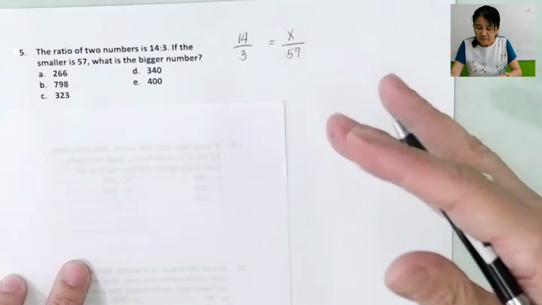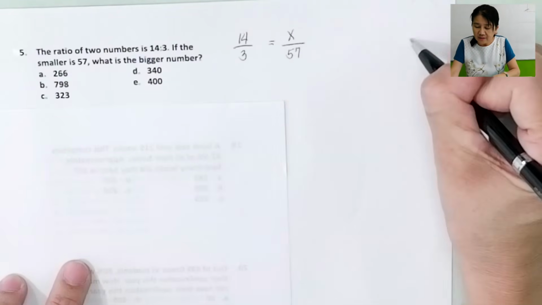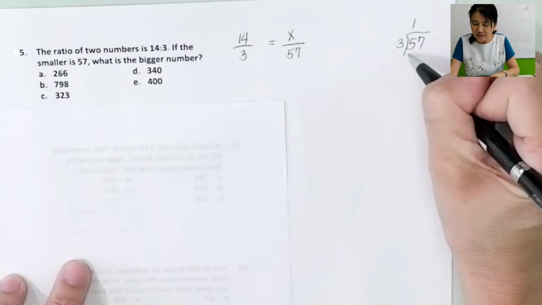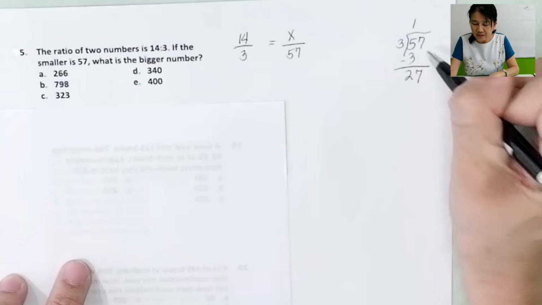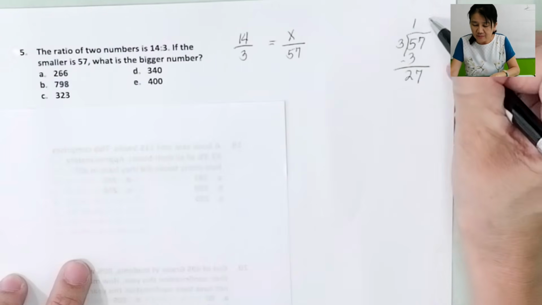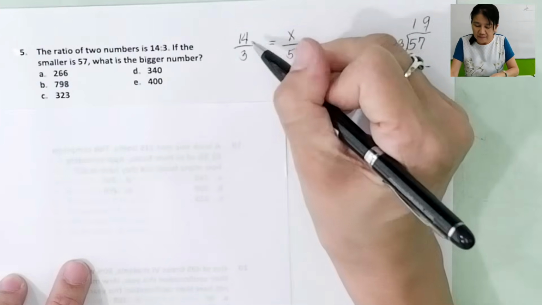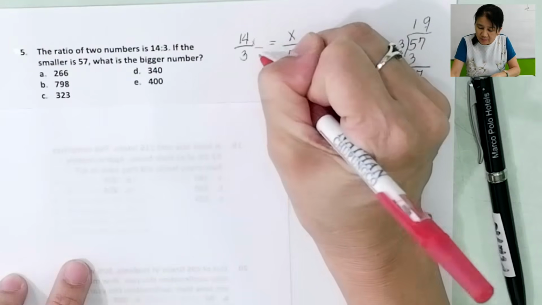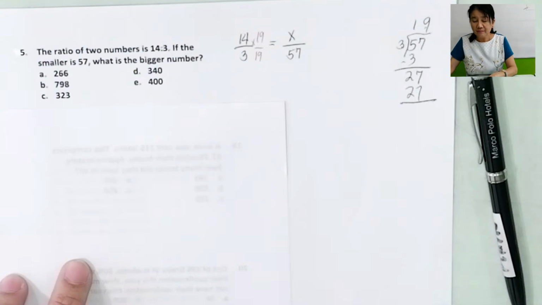Now, you simply divide. 57 divided by 3. 57 divided by 3: 1 times 3 is 3. 5 minus 3 is 2, 27. Bring down 7. 27 divided by 3 is 9. 9 times 3 is 27. Meaning 19 was multiplied to 3. So you also have to multiply 19 here.